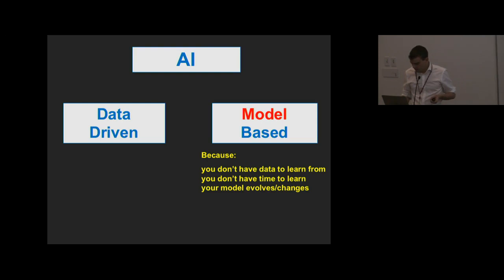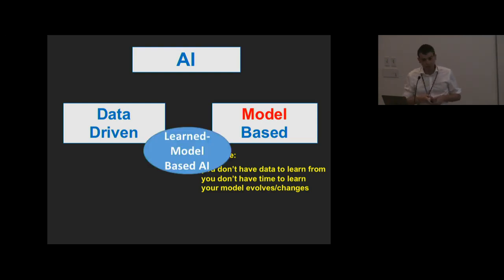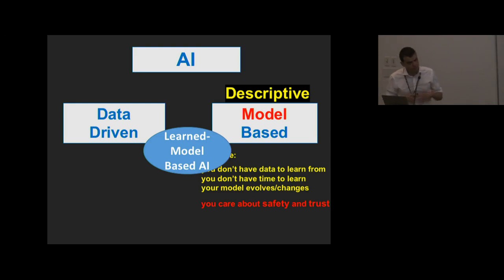Okay. Many people would say, well, actually, there is something in between, which is learned model-based AI, when you learn your model from data. But in this case, giving guarantees about safety and trust of your model and your solution is not so easy if you learn the model from data. But that's a different topic. Let's focus on XAI and XAI planning.